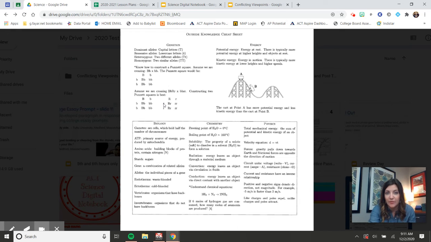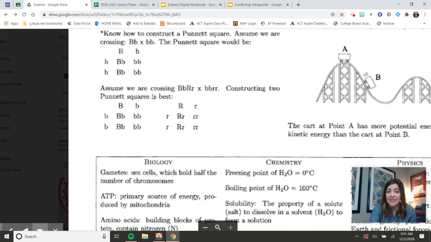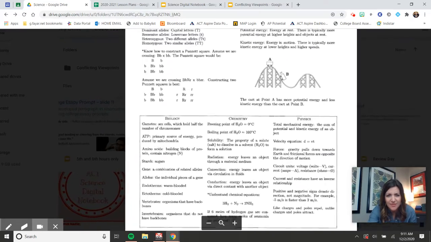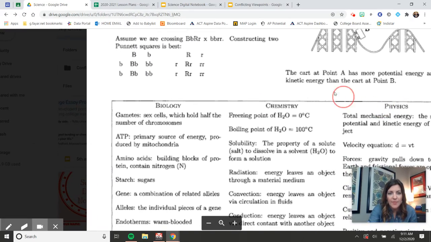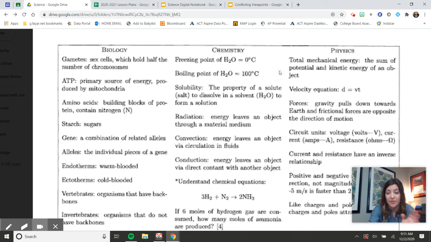So you may want to look this over and just see if you feel good about it. Again, there's not very many outside knowledge questions, but if there is, some of these will be on there. Like they like to ask about Punnett squares. Sorry, I'm zooming in. I'm struggling here. They like to ask about freezing point, boiling point, turning from a solid to a liquid to a gas. They like to talk about chemical equations. So these are some things you might want to study.